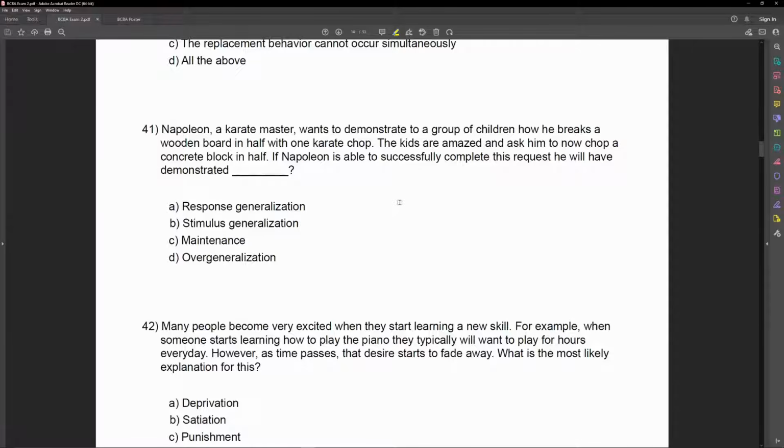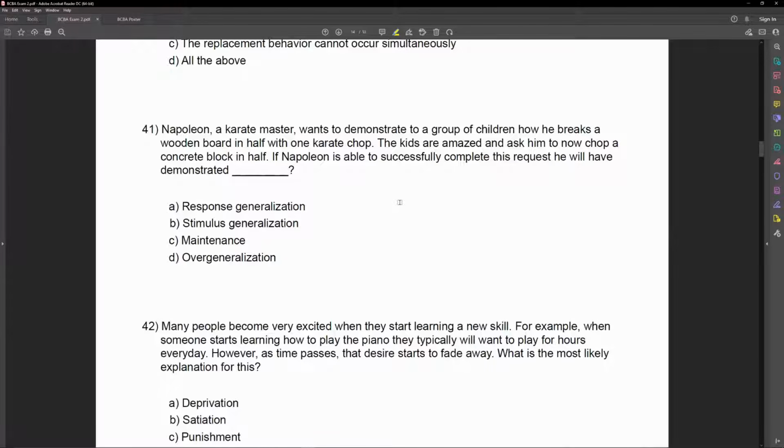Overgeneralization is engaging in responses outside of the trained environment at inappropriate times. In this case, karate chopping the concrete block is appropriate. So therefore, we're dealing with some sort of generalization. So it comes down to, is it response generalization or stimulus generalization? To determine the difference, you need to ask yourself one question. How many responses am I dealing with?